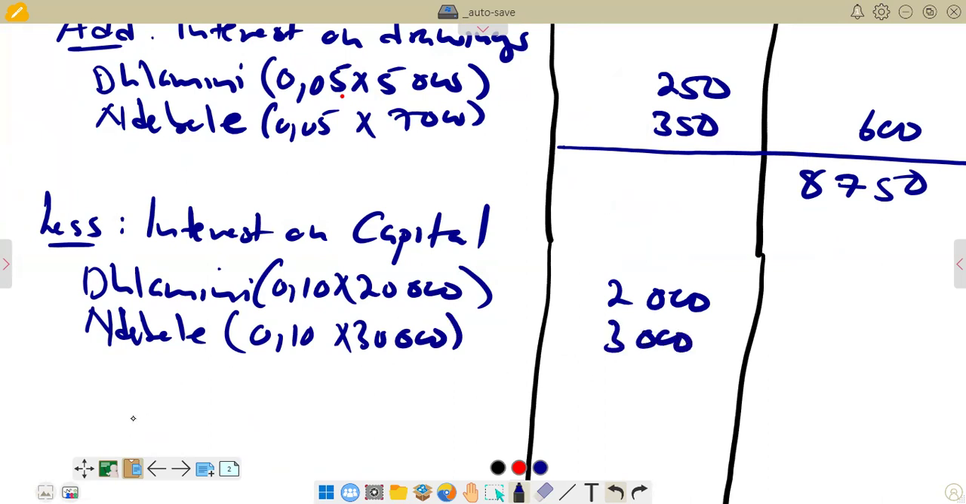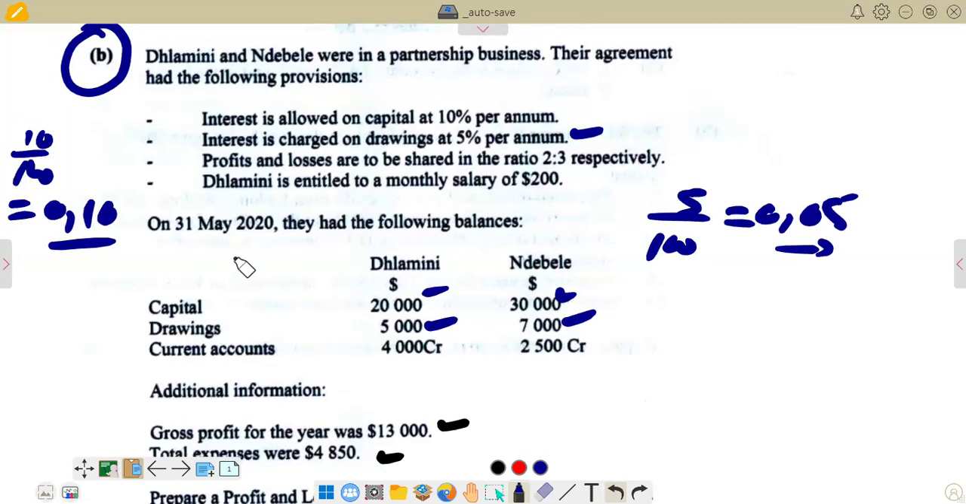Then obviously, we check if you've got any salaries. If you have got a partner who's being paid a salary, you see that on the last point there, we have got Damini is entitled to a monthly salary of $200. So having $200 monthly, it means for the year. Remember, this appropriation is on an annual basis, so it's for 12 months. But this salary that we are given is for 1 month. So for 12 months now, we are saying 200 times 12. Multiply the two, you're going to get your 2,400.